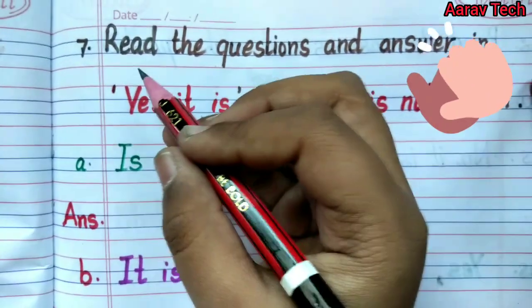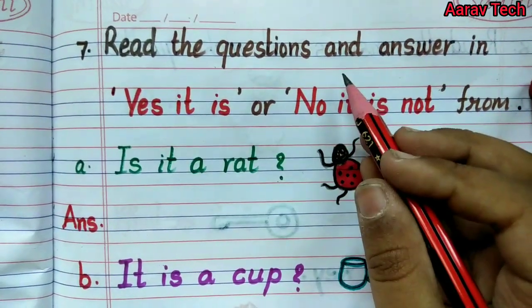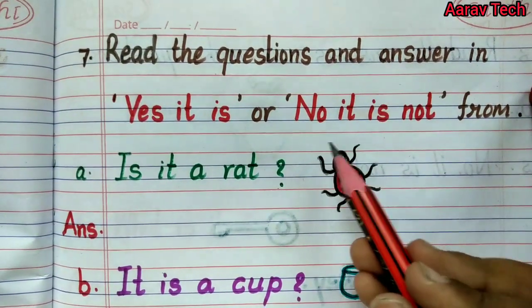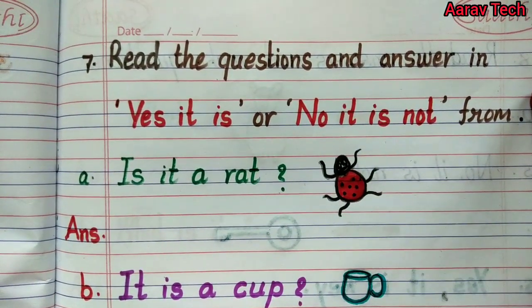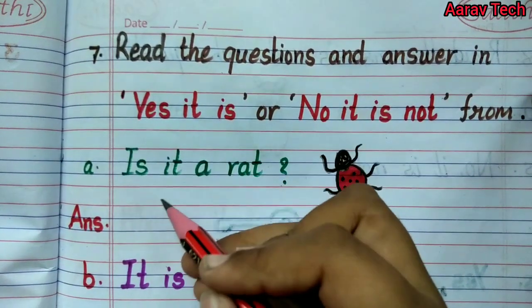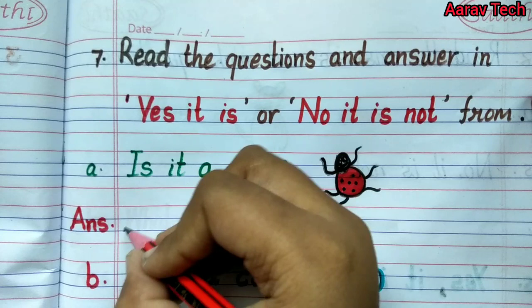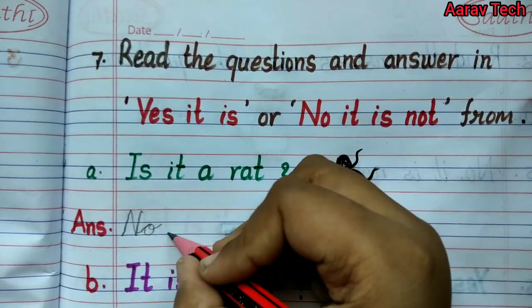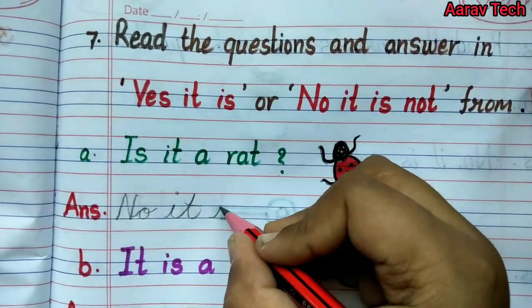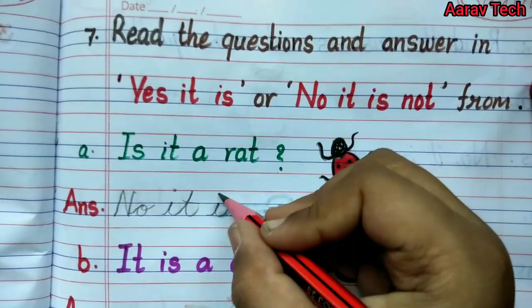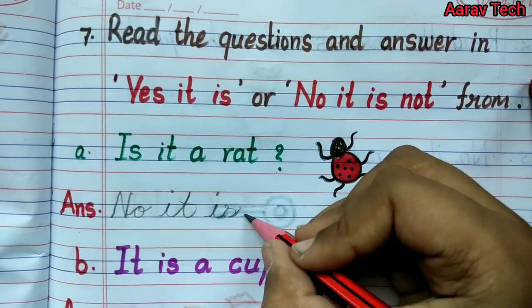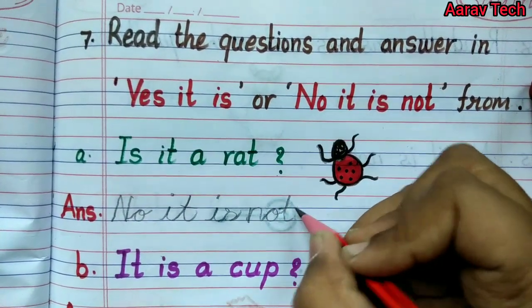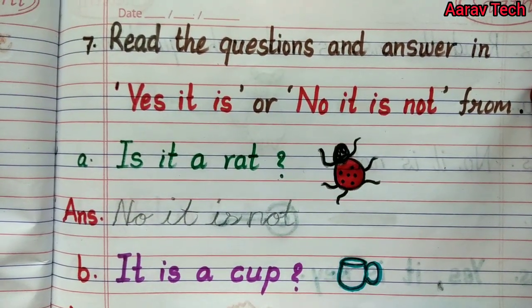Question 7. Read the question and answer in yes it is or no it is not form. Is it a rat? N, O. No, it is not.